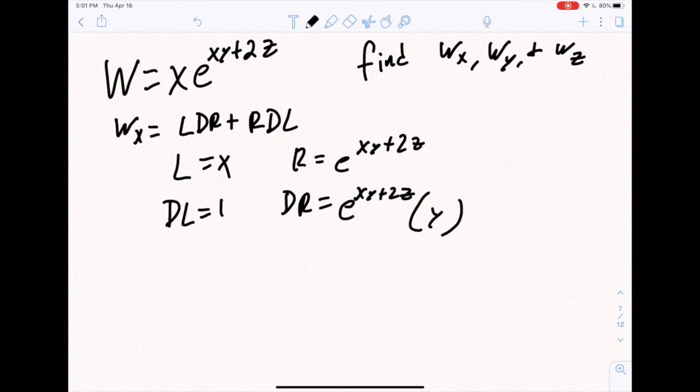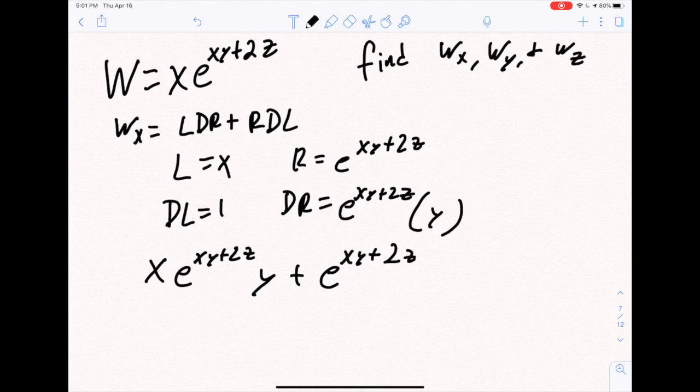So writing all that together, LDR plus RDL, we get x times e to the xy plus 2z times y, plus R, which is e to the xy plus 2z, times DL, which is just 1. I won't even bother writing it down. I suppose we could simplify this a little bit further if we wrote e to the xy plus 2z times xy plus 1, just factoring the e to the xy plus 2z out of the left and right. But that's wx. The easier ones are wy and wz.